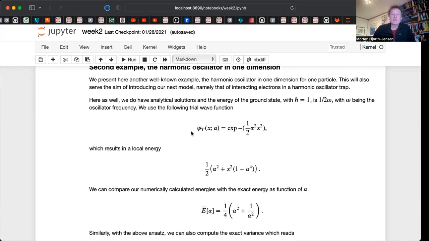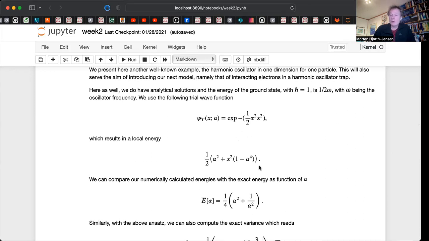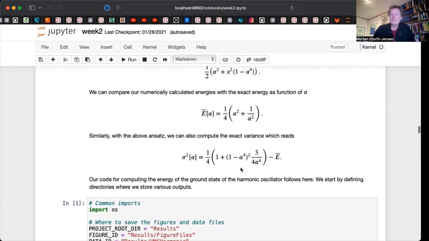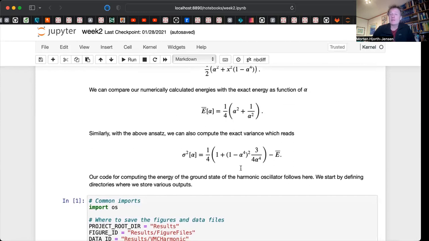And in this specific case, we have a trial function, and the exact solution to Schrödinger's equation for the lowest lying state is given by alpha equal to 1. We can calculate the local energy. We can then calculate the integral and obtain the expectation value of the energy. So we have analytical expressions in terms of these parameters alpha. And we can similarly calculate the variance, which is given by the expectation value of the energy squared minus the expectation value of the energy, squared.